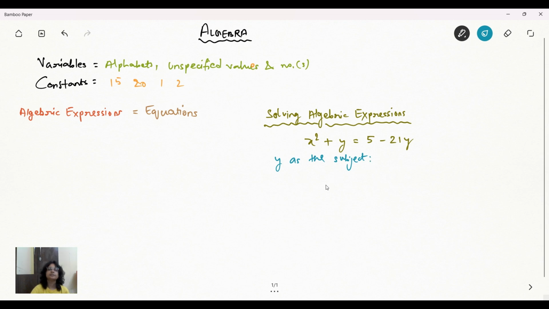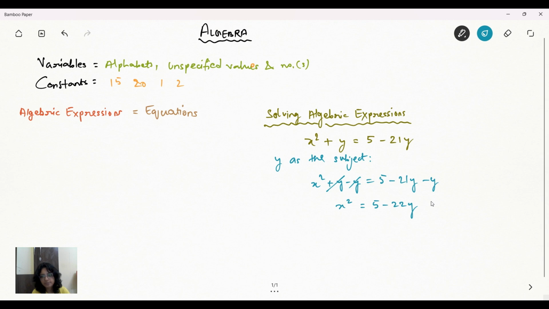How can we rewrite it? We can add negative y on both sides, right? If we add negative y on both sides, it becomes x squared plus y minus y equals 5 minus 21y minus y. So this plus y minus y gets cancelled, this becomes 0, right? So we get x squared equals 5 minus 22y.